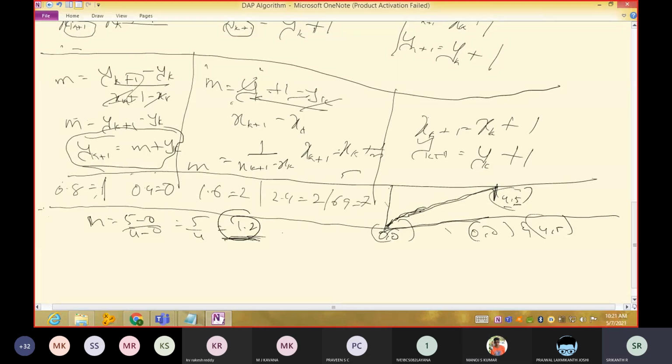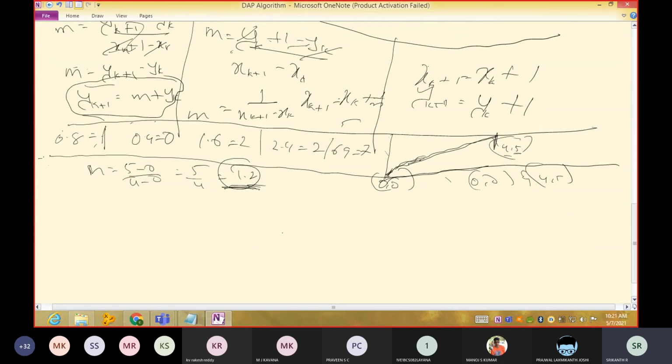Now if the slope is greater than 1, does x move in unit intervals or does y move in unit intervals? Girls, I need a response, please.